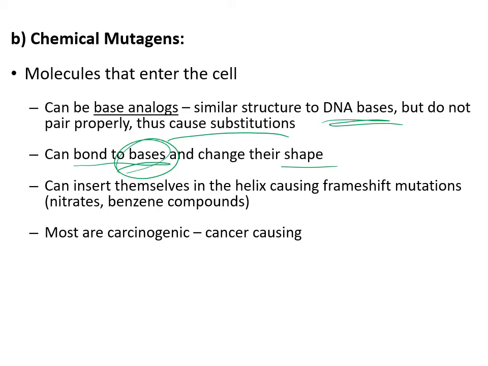They can cause these frameshift mutations, so actually getting in there like a whole nucleotide and causing a frameshift mutation. Things like benzene can do this, and we refer to them as carcinogenic because they may lead to a cell having uncontrolled growth. That's what cancer is.